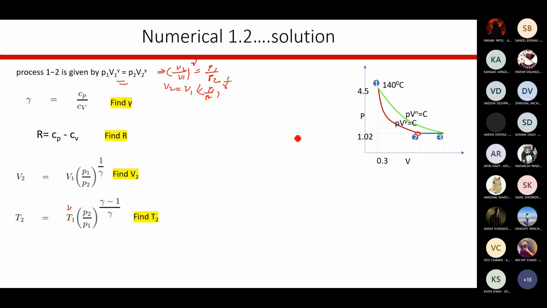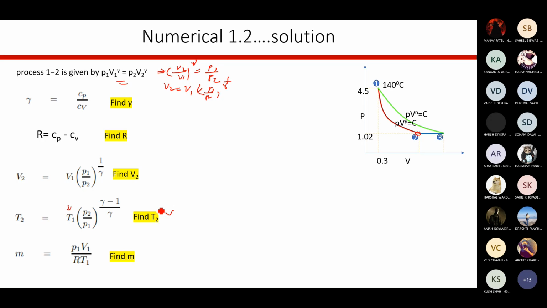Note down that temperature should be taken in Kelvin. So convert these temperatures to Kelvin, then add just 273 to this. Then P2 by P1 is known, gamma is known, so I can find out T2 from this. Of course, this will be in Kelvin here, right?